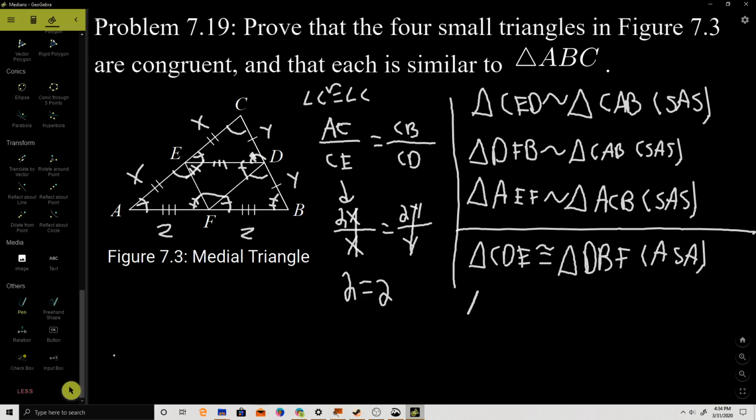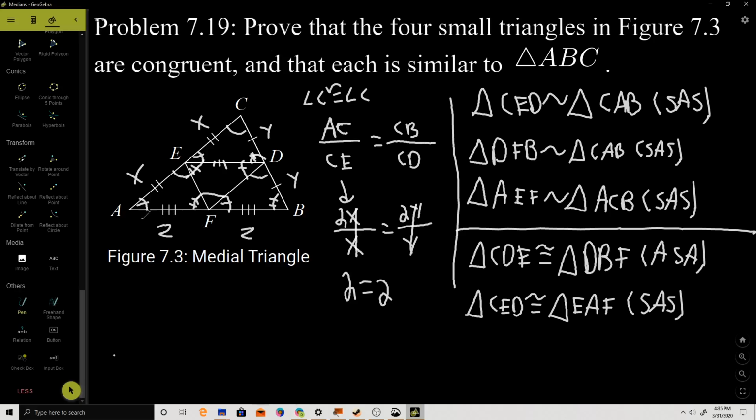Now similarly, I can show that triangle CDE again, or CED I'll use to make it a little bit clearer, is congruent, the same as triangle EAF. Well, we have 2 tick marks, 1 tick mark angle, and then 3 tick marks. And if I look at EAF, 2 tick marks, 1 tick mark angle, 3 tick marks, then we would have side angle side. So EAF by side angle side. Okay.